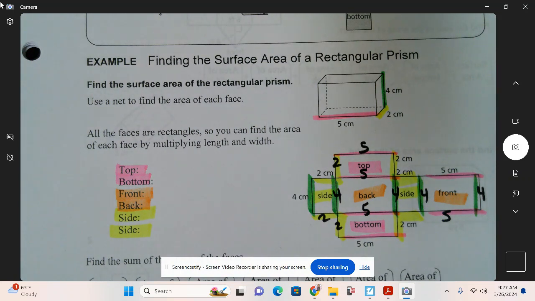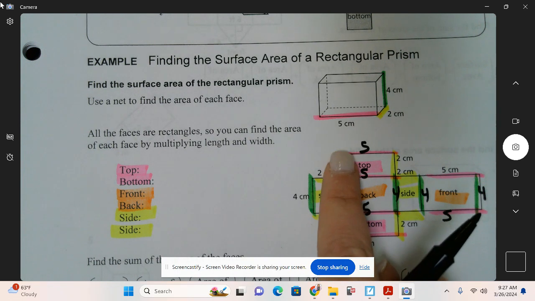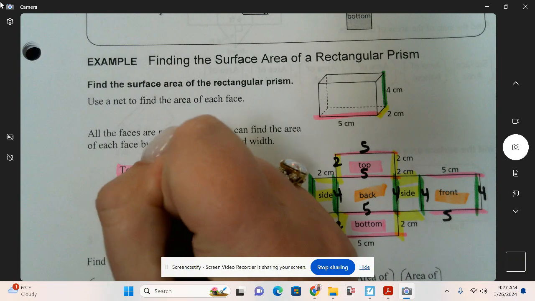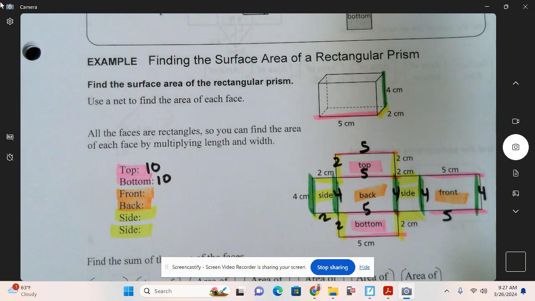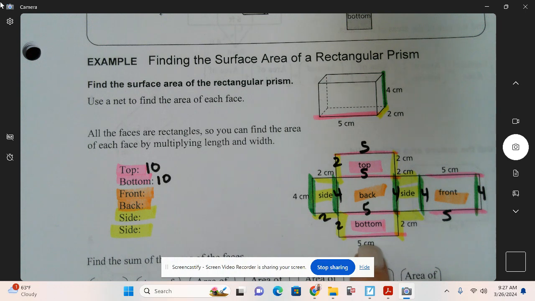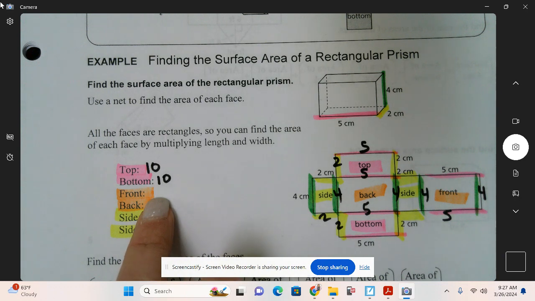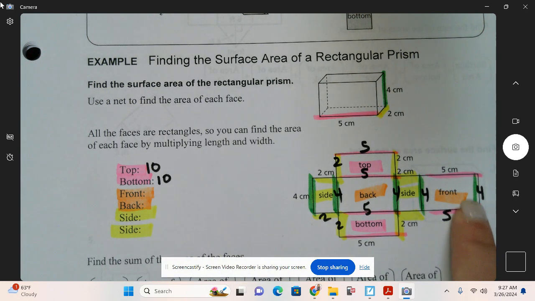I have now labeled every single side of this shape. So now I can find the area of each shape. I'm going to start with the top. How do I find the area of a rectangle? Base times height. So 5 times 2, which is 10. If I know the area of the top, I know the area of the bottom, because if you notice, the sides of the top are pink and yellow, right? Well, look at the bottom. They're also pink and they're the same.